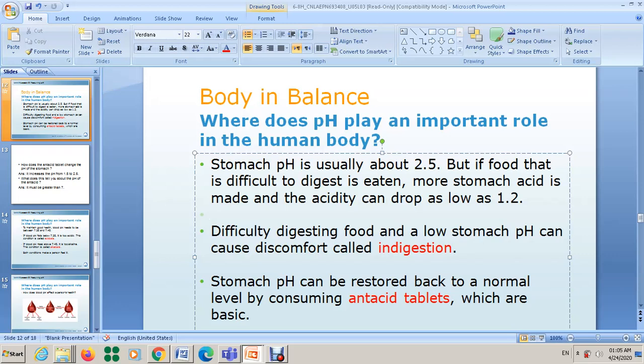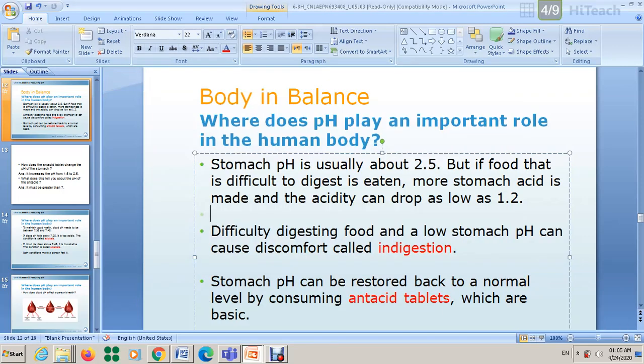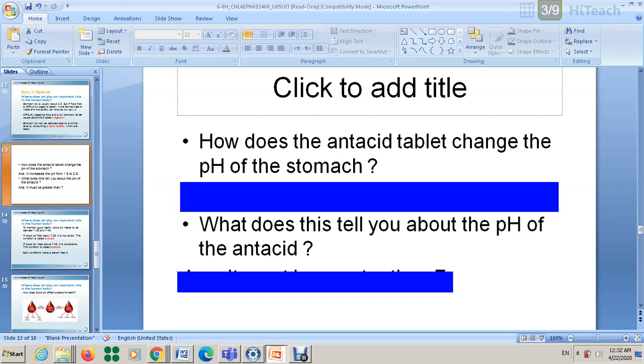I want to ask you two questions. Try to solve them to make sure that you understand the lesson. Look at these two, think about them, then I'll show you the answer, but try to solve them by yourself first. How does the antacid tablet change the pH of the stomach? The second question: what does this tell you about the pH of the antacid? Think about them, pause the video until you answer these two questions. I'll show you the answers now.